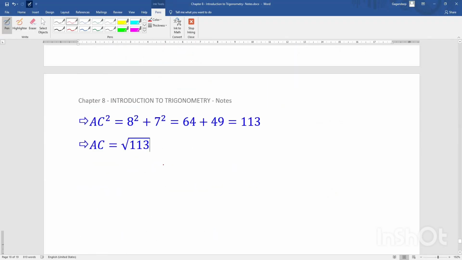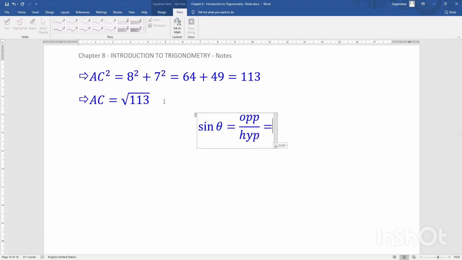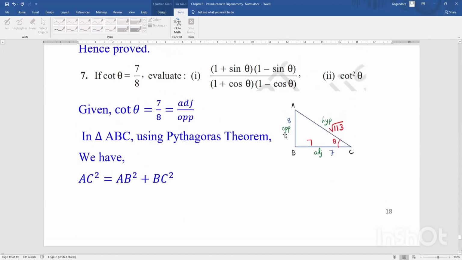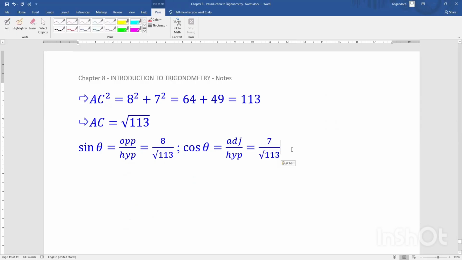Then I'm going to find the value of sin theta. So the definition of sin theta is opposite by hypotenuse, which is nothing but 8 by root 113. And at the same time, we have cos theta also. So the cos theta definition is adjacent by hypotenuse, which is nothing but 7 by root 113.